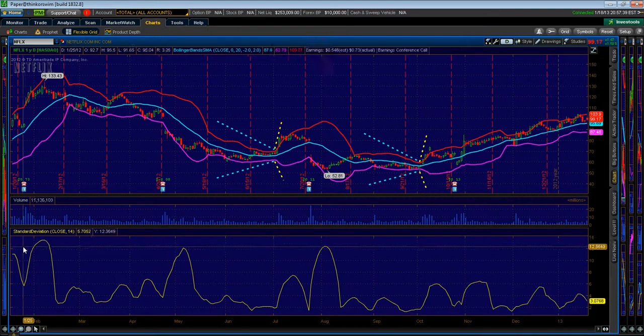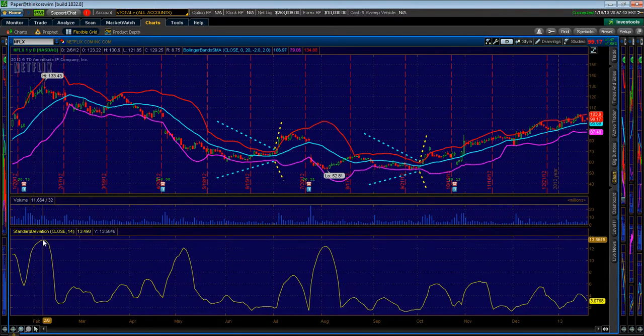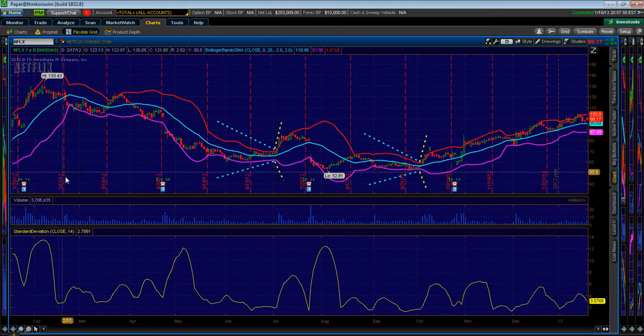That's what volatility means. And so what you can see here, with standard deviation below it, is that when standard deviation is high, the Bollinger Bands expand. And when the standard deviation of prices begins to decrease, those bands contract, and that's why they're reflexive.